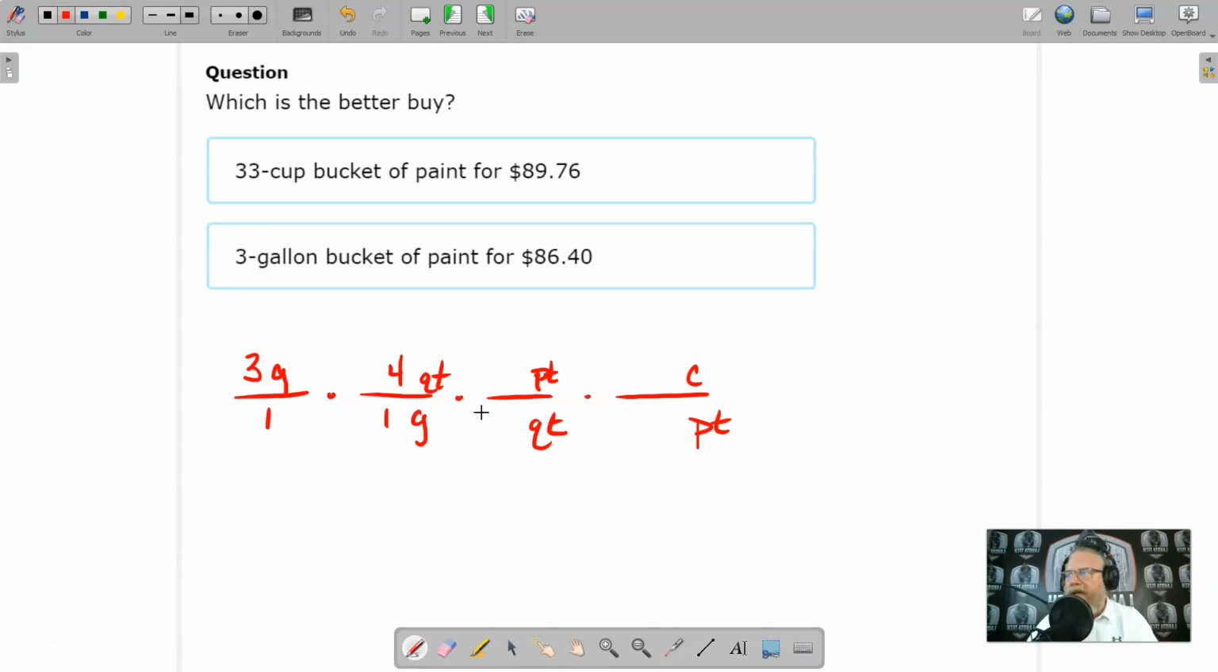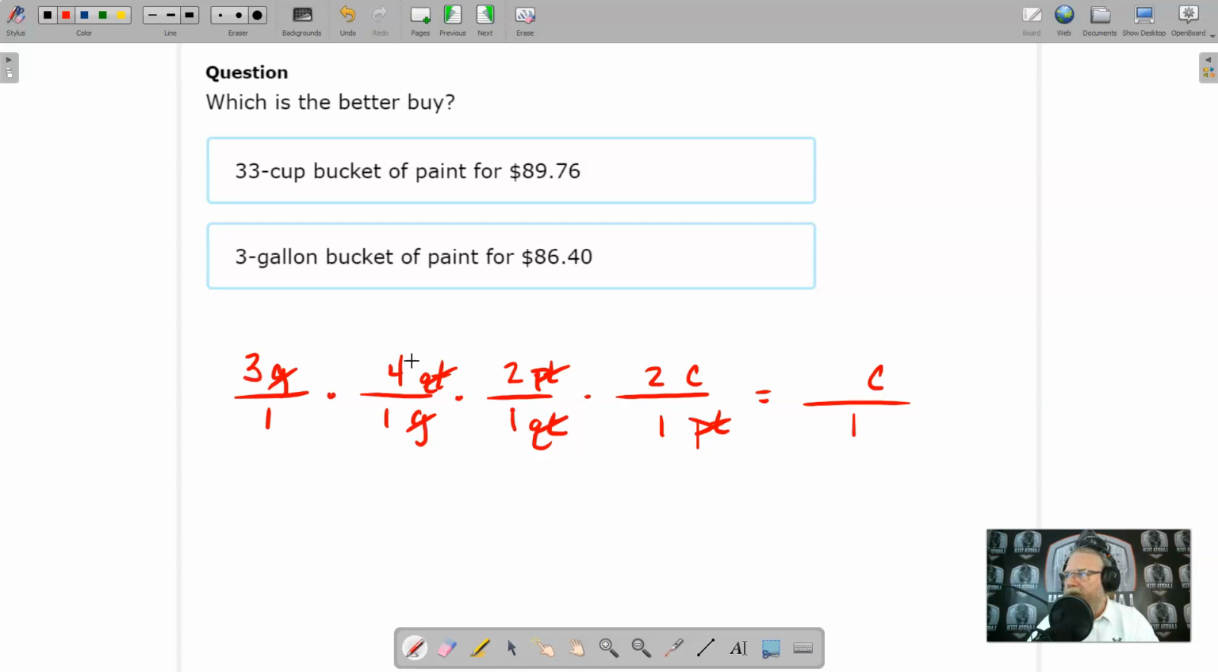So what's going to happen is, first let's fill in our numbers here. So in 1 quart, there are 2 pints. And in 1 pint, there are 2 cups, right? So gallons is going to cancel gallons. Quarts will cancel quarts. Pint will cancel pints. And that's going to leave us with nothing but cups. And for the denominator, 1 times 1 times 1 times 1 is all going to be 1.